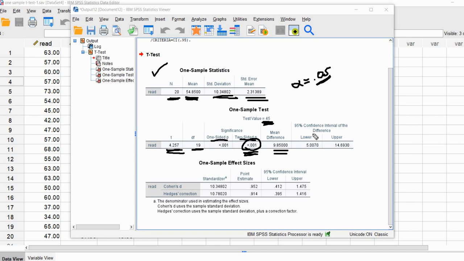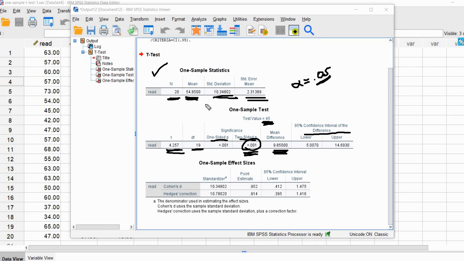Now other portions of the output, you'll notice that we have a 95% confidence interval that's given. This is a confidence interval of the difference in means. So if you recall, if we take our sample mean, subtract the 45, we get this mean difference right here. And so the confidence interval is an interval estimate that's formed around that difference in means that we have of 9.85. And so it's also possible to test our hypothesis that there's a difference in means using the confidence interval that's printed out right here.